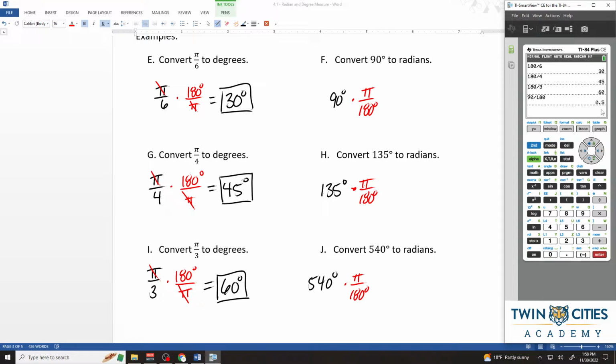Now we know 0.5 is the same as 1/2. Let's say that we didn't know. Say we got some weird decimal and we wanted to convert this to a fraction. Here's how you do this in the TI-84 Plus CE. You're going to hit math. The first option here is fraction, so you're going to hit enter and then just hit enter again. So we see this is 1/2. So this is 1/2 pi, or just pi over 2.